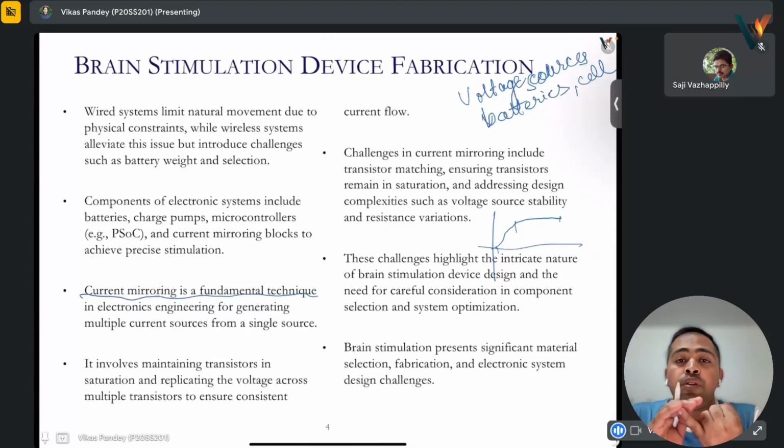Now the challenges in this current mirroring include transistor matching. They should be very well matched, their W by L ratio and all. We will not go that detailed in this. It is just something we can say that we are relating both the things. And ensuring that these transistors remain in saturation. The voltage source should also be very stable to maintain this current source, and the resistance should not be variable, it should have a fixed value. So we can say that this is a very challenging part where a lot of work is still going on, has to be done.